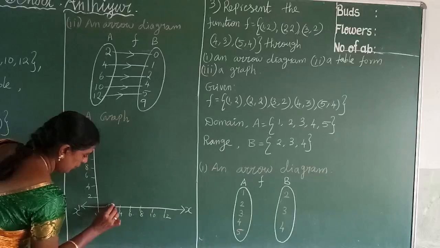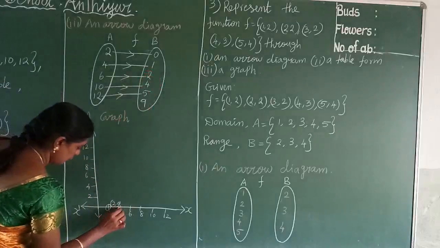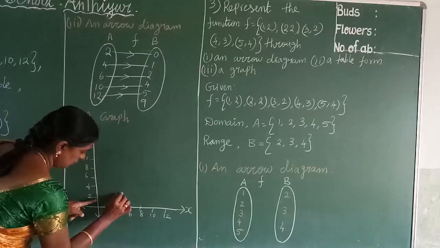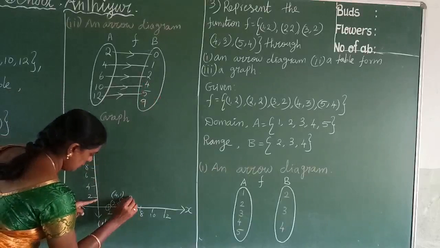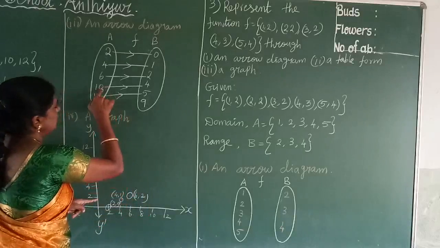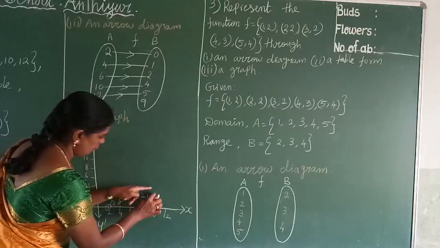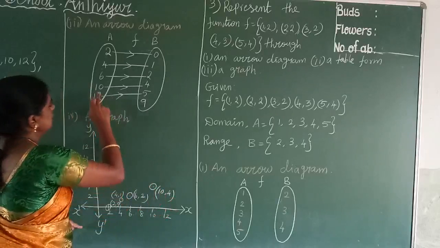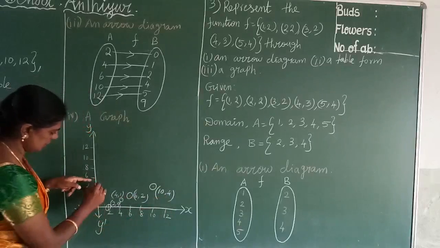First one 2, 0. So here 2, 0. Second one 4, 1. Here 4, 1. Third one 6, 2. Here 6, 2. Next one 10, 4. Here 10, 4. Next 12, 5. So here 12, 5, in between 4 and 6.